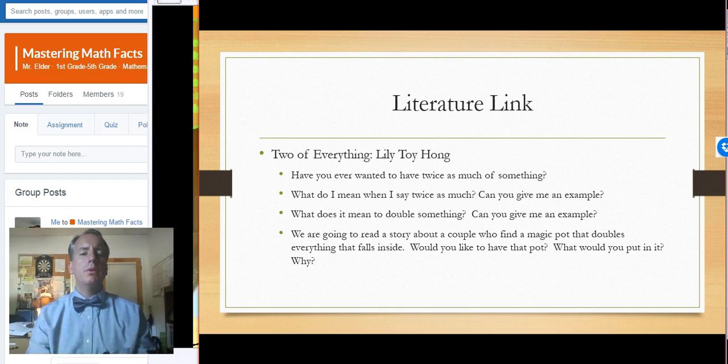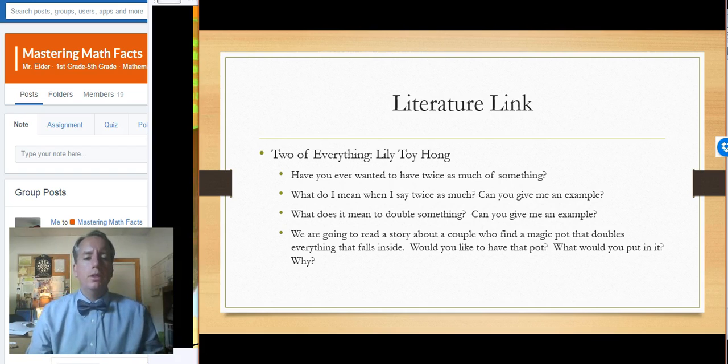Some of the questions we might ask as we prepare for reading the book, if we are working with kids, because it's always good to think about before reading, during reading, and after reading parts of this. We might ask things like these on the screen: have you ever really just wanted twice as much of something? Have you ever just wanted 2 scoops of ice cream? How is 2 scoops of ice cream different than 1 scoop of ice cream? Or how is 4 scoops different than 2?